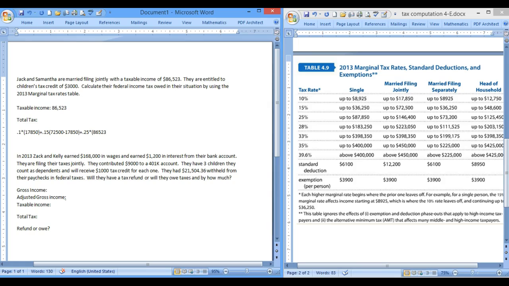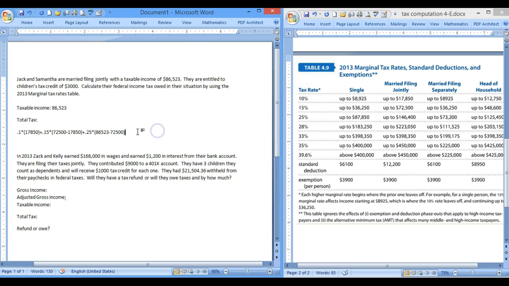$86,523. Now again, I need to subtract because they don't have to pay 25% of taxes on that entire amount, just the part that spills over into the 25%. So we need to subtract the one down, which is $72,500, because they were taxed already on the money previous. And I forgot to put a times sign right there.